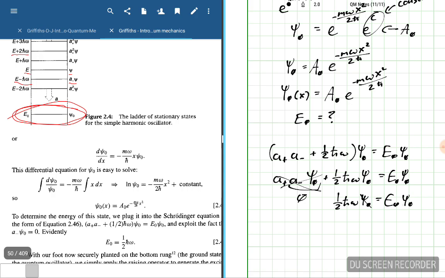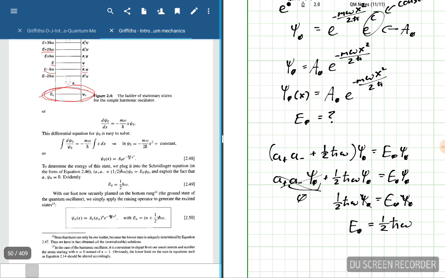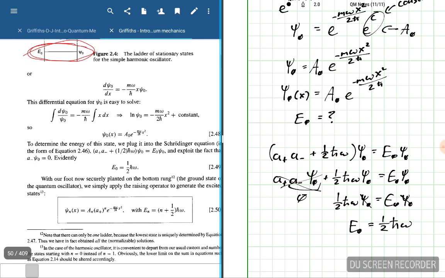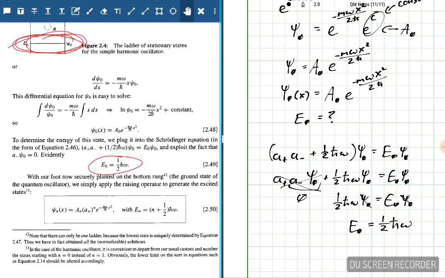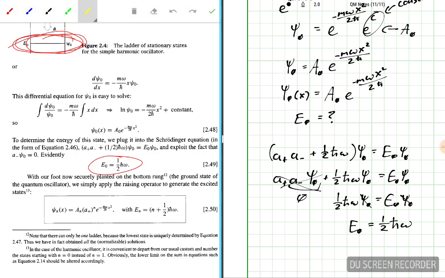Doesn't matter what psi naught is anymore. I could plug it in, but it's really just going to cancel out. And what I get is that my lowest energy state is 1/2 h bar omega. So that means this bottom rung of the ladder has this energy. And then we get our result. So this is a nice result here.